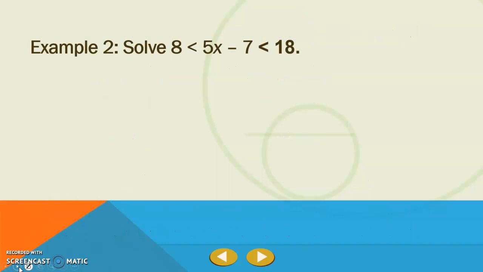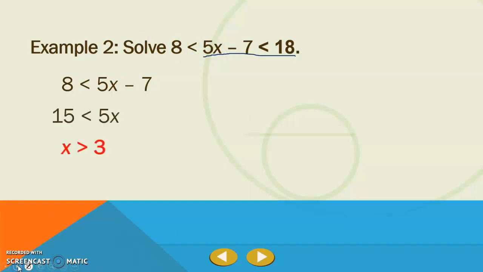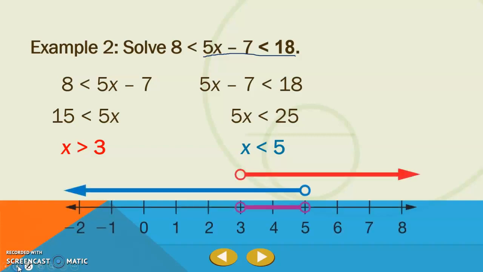Take a look at this example and see if you can figure this one out. First, we've got 8 is less than 5x minus 7. But notice this 5x minus 7 is a part of both inequalities. We're going to use that twice. In the first inequality, when we solve for x, we get x is greater than 3. In the second inequality, when we solve for x, we get x is less than 5.